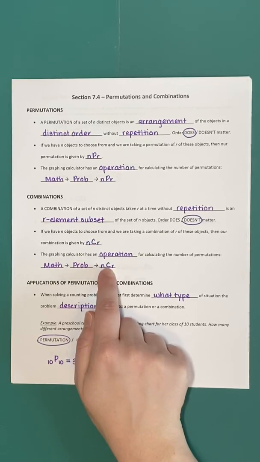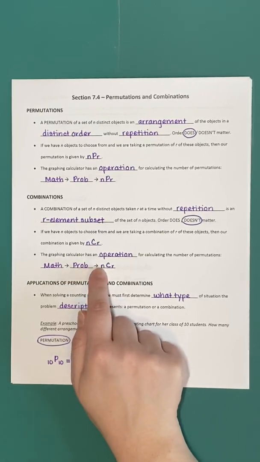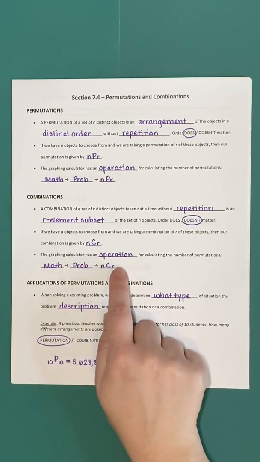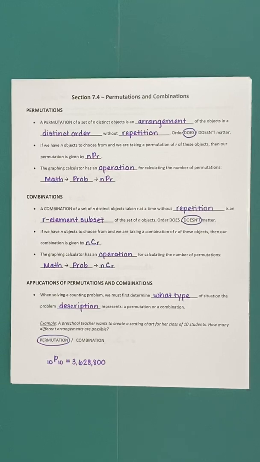So C for combination, N is the total number of items we have to choose from, and then R is how many items out of that group we want to choose. So I want to look at some applications. We're just going to do a bunch of examples. This is the kind of section where you just need to do examples. And again, there's always going to be steps in the process.